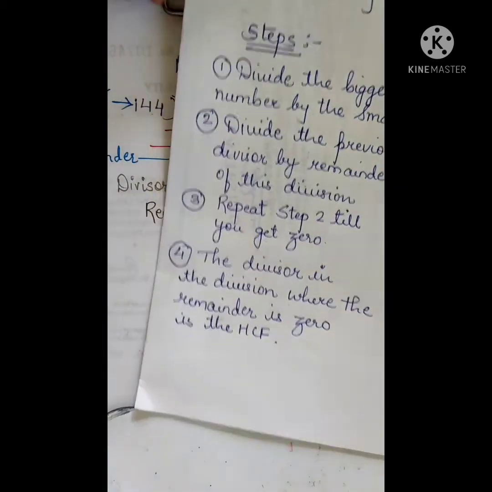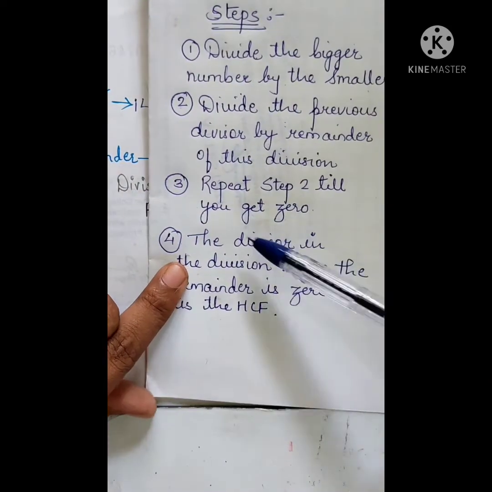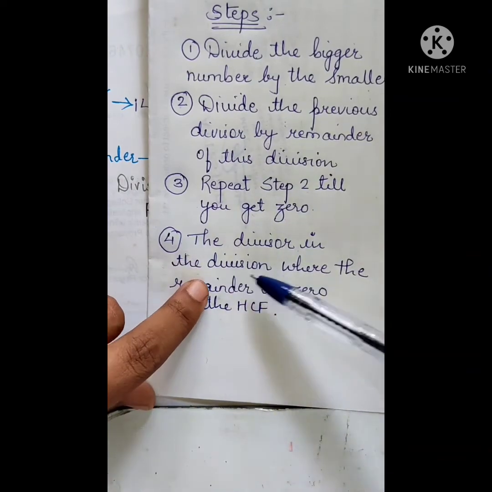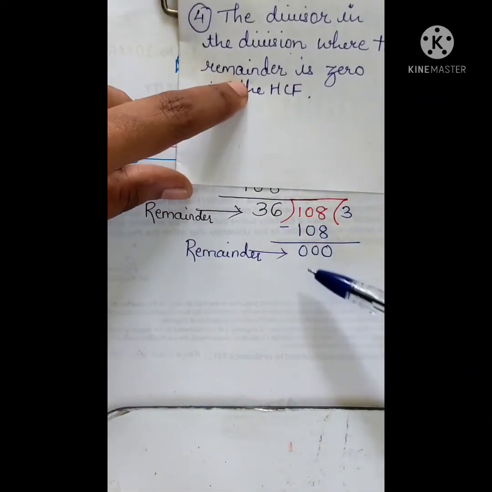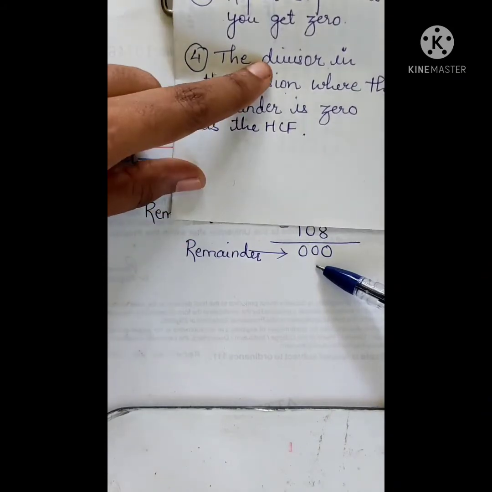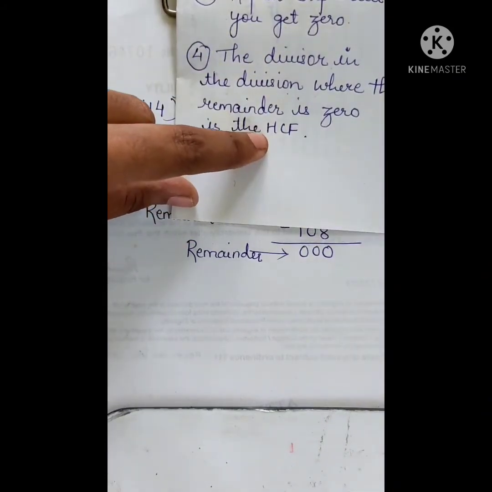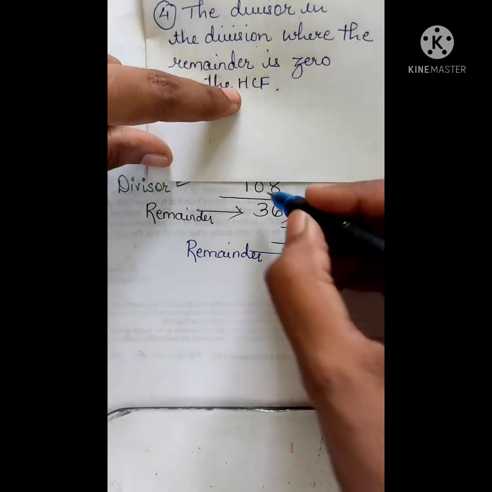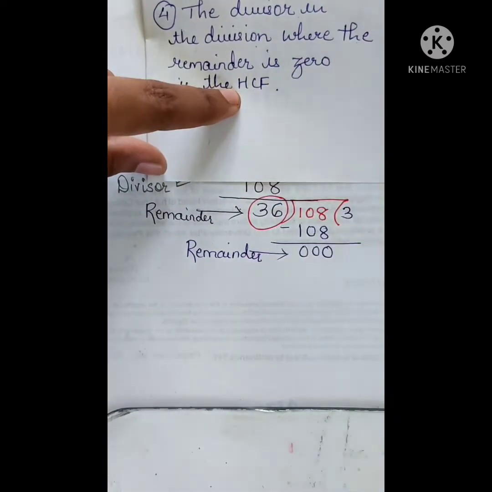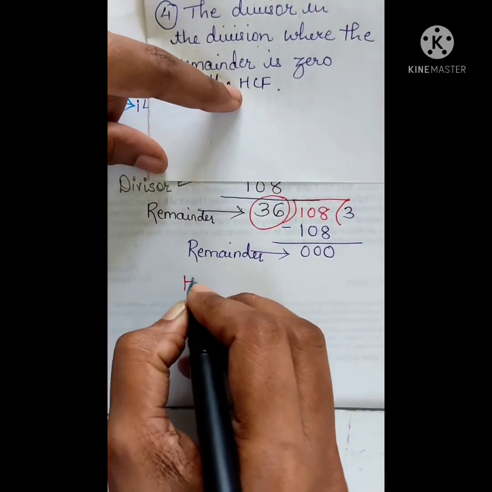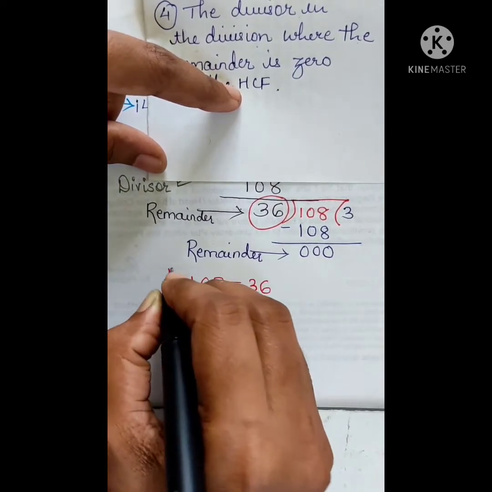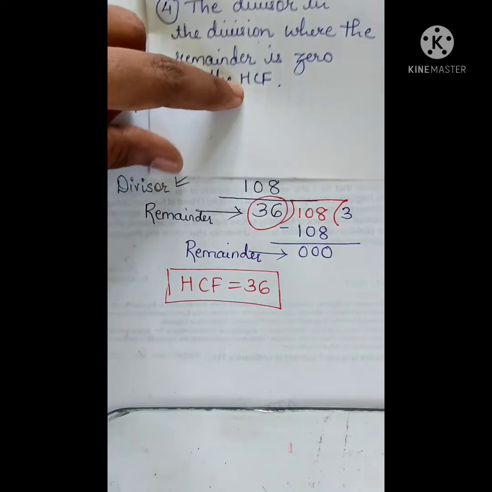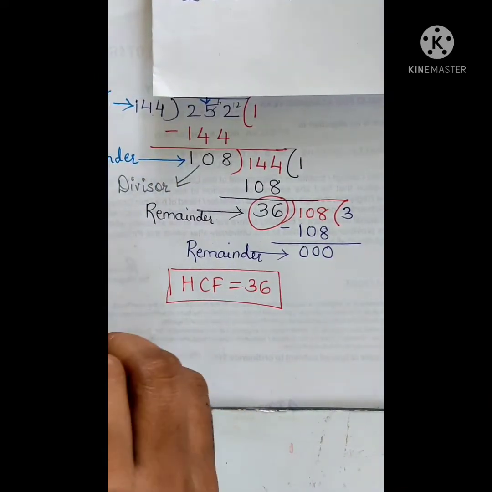Now what is the step they have told? After you get 0, you have to see the divisor in the division where the remainder is 0. So this is the division where the remainder is 0. The divisor will be the HCF. So what is the divisor here? Here the divisor is 36. So therefore I can say that the HCF is equal to 36 in this question.